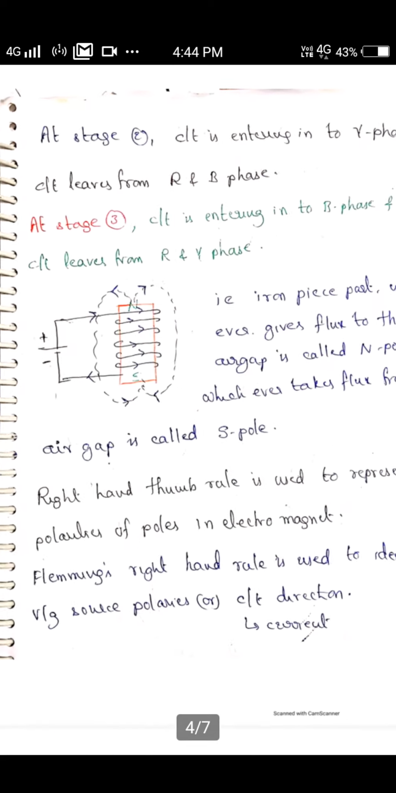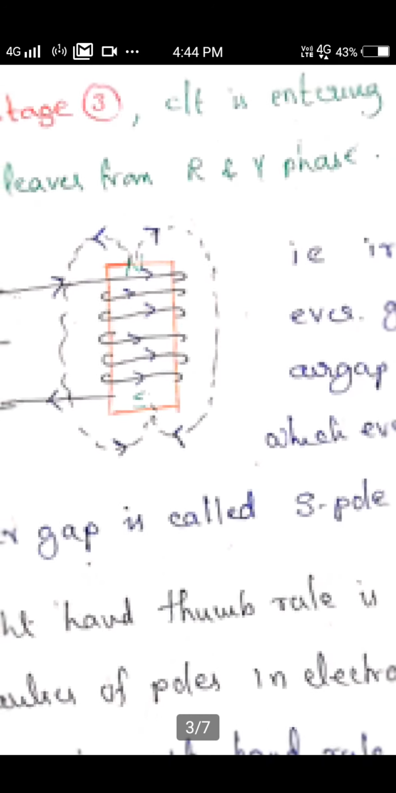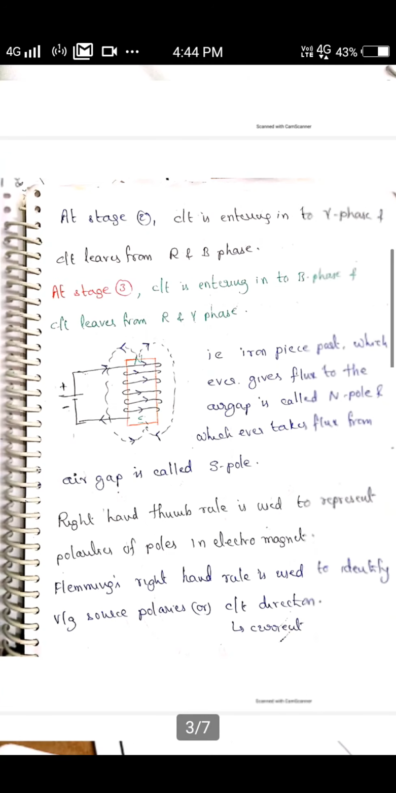See the diagram, I represented the arrow marks here very clearly. The iron piece part which is giving flux. By using this we can represent poles, polarities in distributed windings.